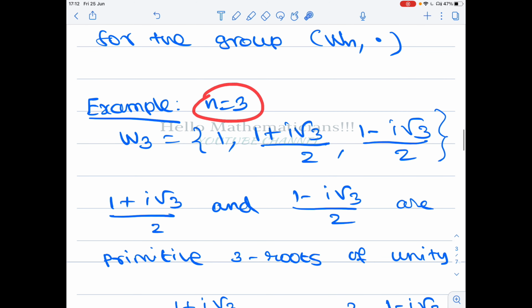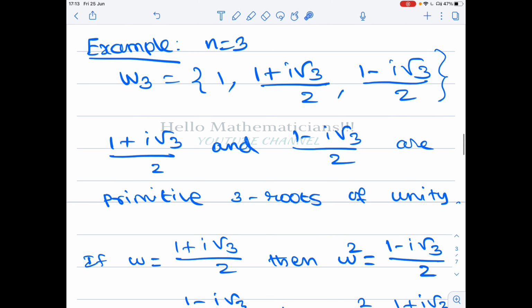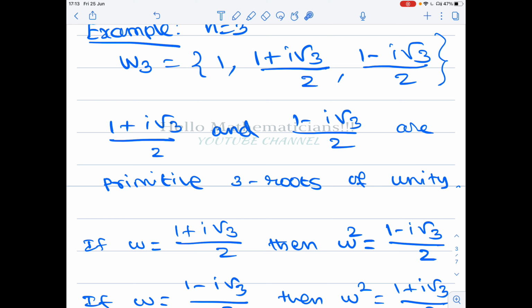You take n equal to 3. Then the third roots of unity are 1, (-1 + i root 3)/2, and (-1 - i root 3)/2. If you calculate the cube of either of these numbers, you will get 1. So any of these two numbers can be taken as a primitive nth root of unity. This is a primitive third root of unity, and this is also a primitive third root of unity.